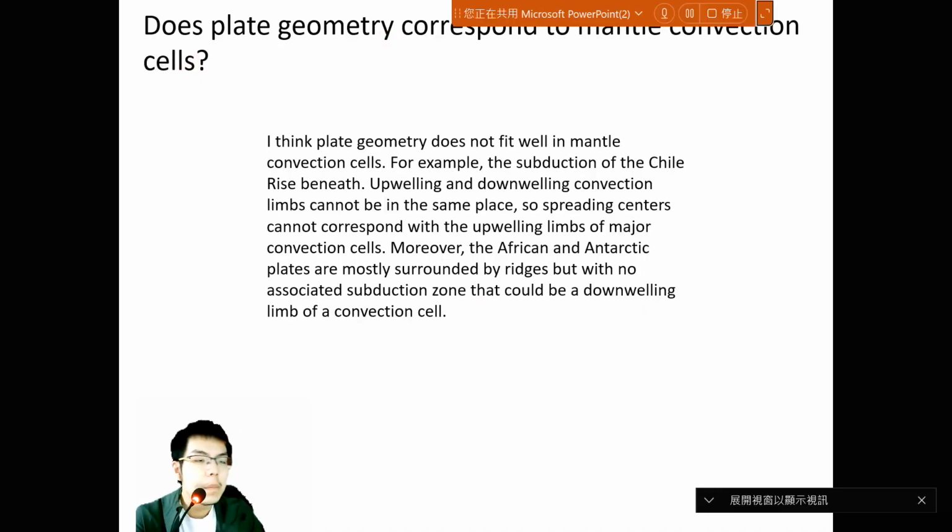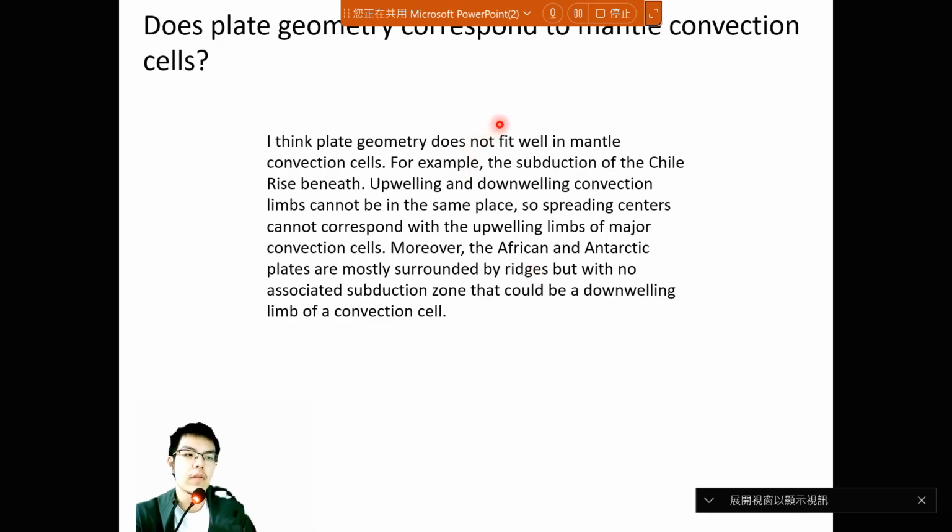Does plate geometry correspond to mantle convection cells? I think plate geometry does not fit well with mantle convection cells. For example, the subduction zone and the ridge rise beneath upwelling and downwelling convection limbs cannot be in the same place, so the spreading center cannot correspond with the upwelling limbs of major convection cells. Moreover, the African and Antarctic plates are mostly surrounded by ridges but with no associated subduction zone that could be a downwelling limb of a convection cell.